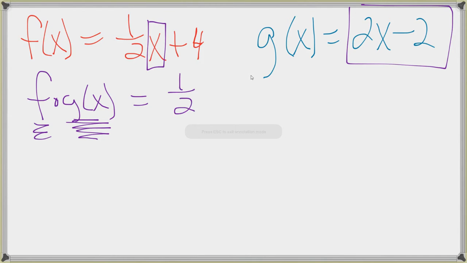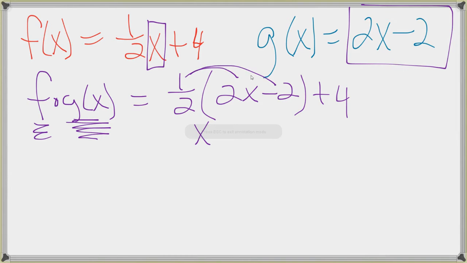So for f of g of x, look at what's in parentheses. G of x is in parentheses. Take 2x minus 2, that's g of x. Plug it into f. So 1/2, replace the x with 2x minus 2. Don't forget your plus 4. Now, distribute. 1/2 times 2x is 1x. 1/2 times negative 2 is negative 1. Bring down the plus 4.